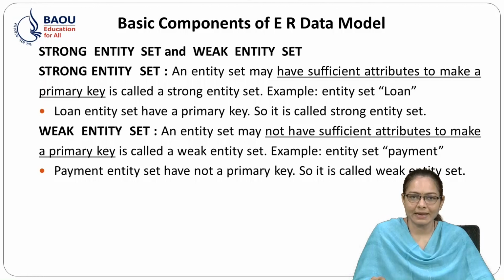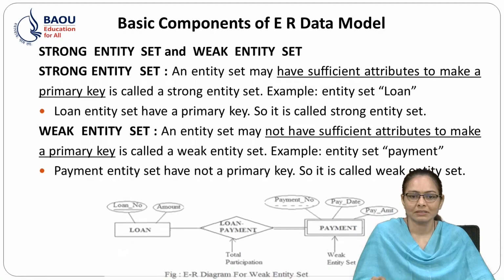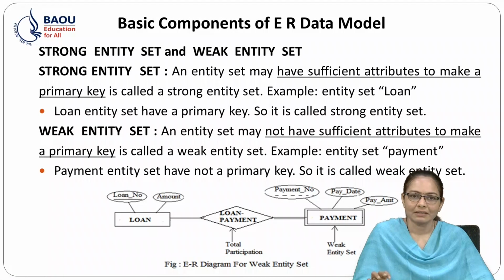The payment entity set does not have a primary key, so it is called a weak entity set. In the example, the loan entity has the attributes loan number and amount, and the payment entity set has the attributes payment number, payment date and payment amount. The loan number is unique, it contains unique data, so we can make the loan number the primary key.